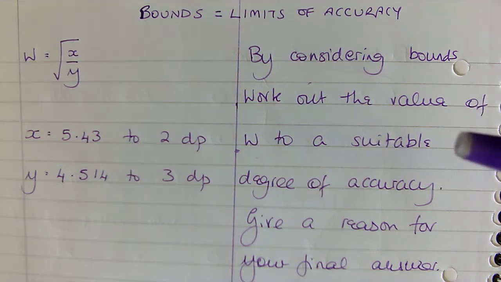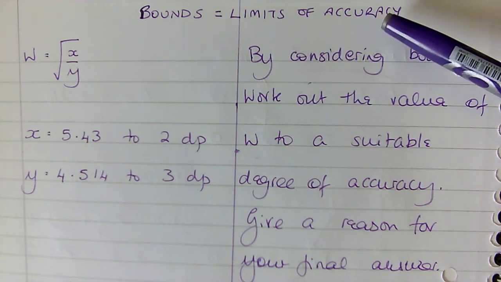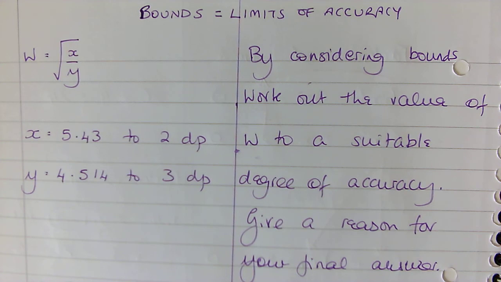Okay, so in this video we're going to look at bounds, also known as limits of accuracy, and the question that you see in front of you is from a past GCSE paper. It's a fairly tricky one, and I think that if you can get your head around this one, then you shouldn't really struggle with any other bounds questions, apart from perhaps the way that they're worded, and we can come to that later in videos on worded questions.